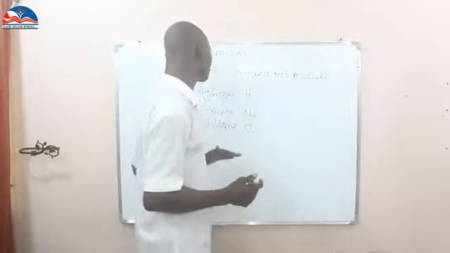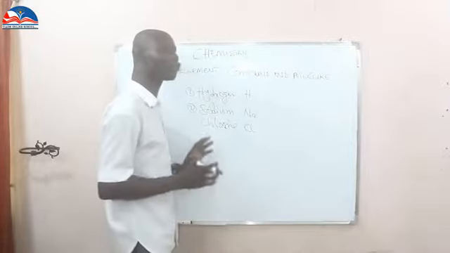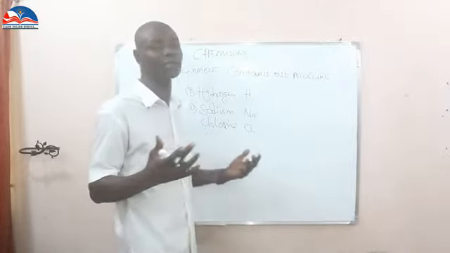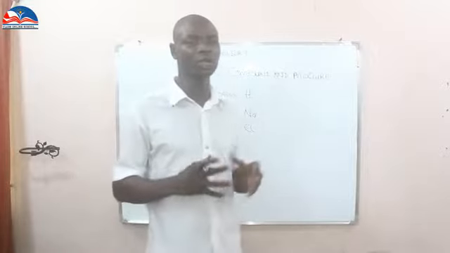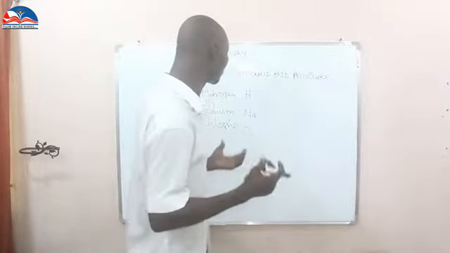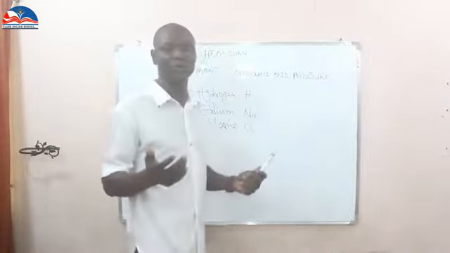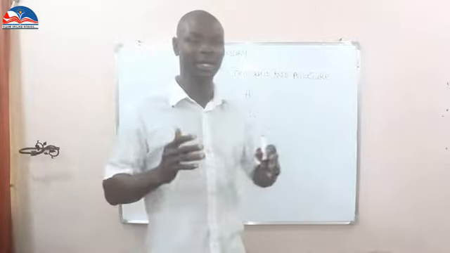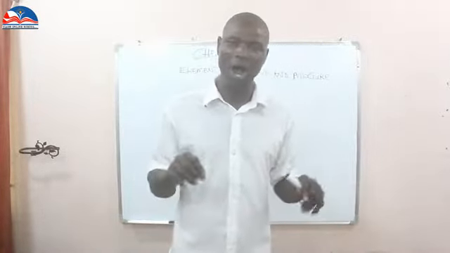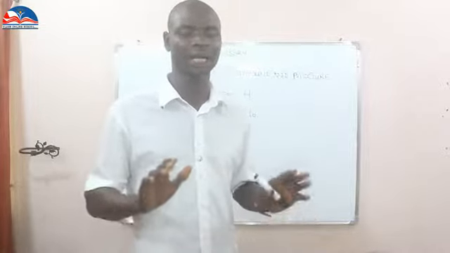Now, we have 105 elements, but we have 20 major elements. What are these 20 major elements? I will give you other names so that you will understand it very well, before I write their symbols and their names.